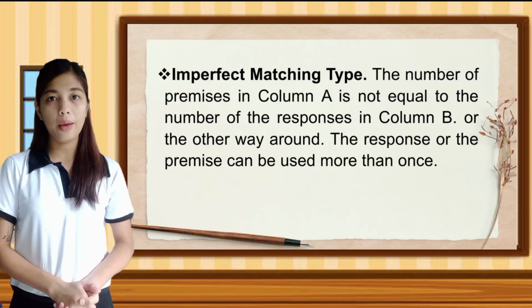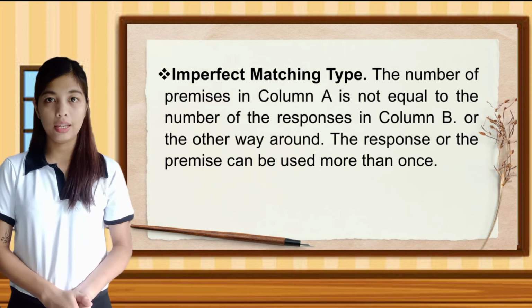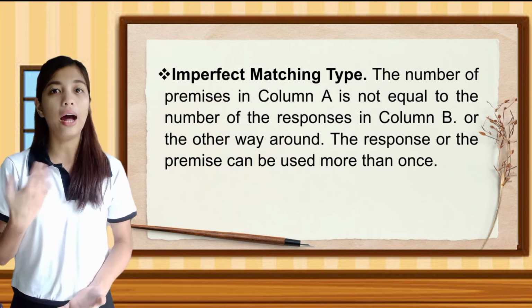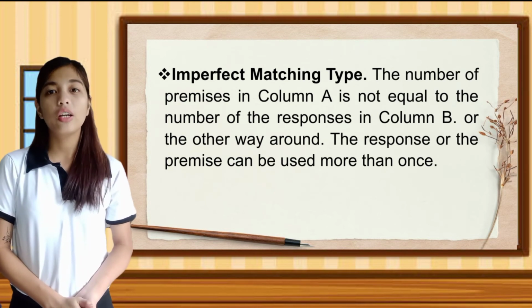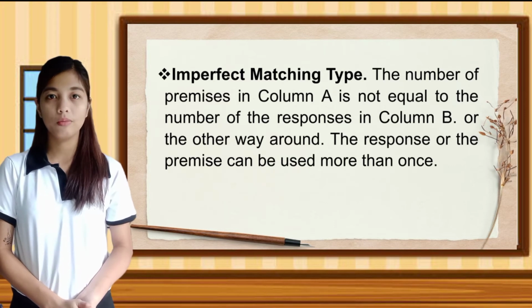The other type is the imperfect matching type. The number of the premises in column A is not equal to the number of the responses in column B, or the other way around. The response or the premise can be used more than once.